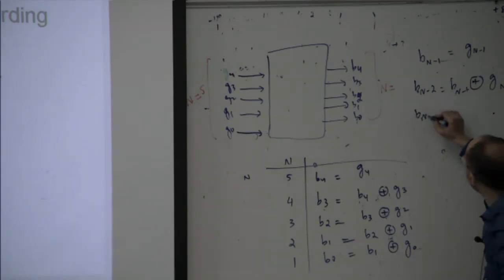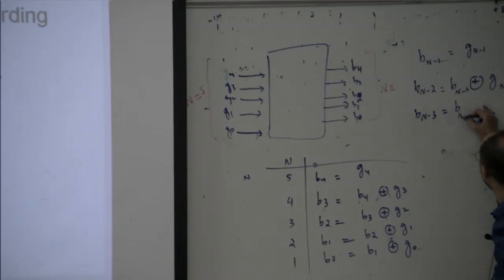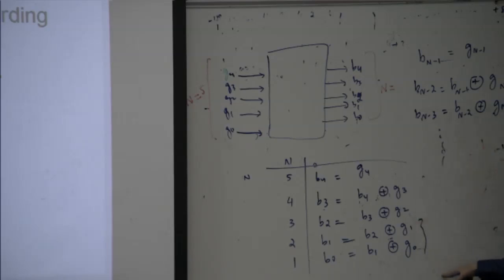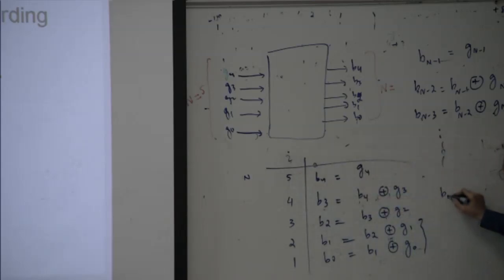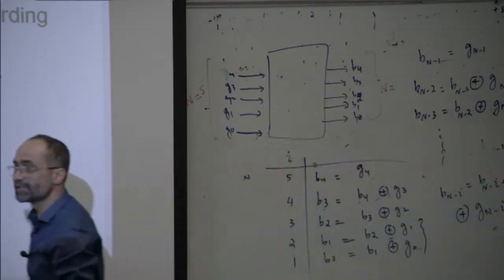And then Bn minus 3 is equal to what? And so on, and now this is B1 and B0. Got it? So we can write it something like this. So this is actually I. So what is Bn minus I? Bn minus I is equal to Bn minus I plus 1 exclusive or G I. Got it? So now this is a generalized expression.